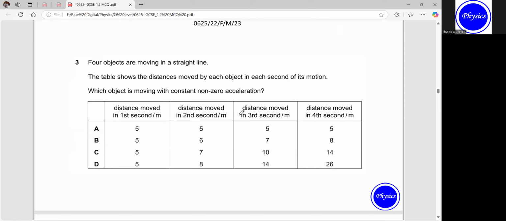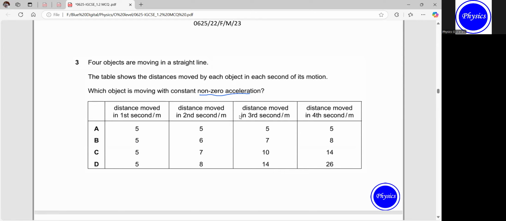4 objects are moving in a straight line. The table shows the distances moved by each object in each second of its motion. Which object is moving with constant non-zero acceleration? Constant, that means it should cover increasing distance. So the acceleration shouldn't be 0. That means it is positive. So it should cover more distances as it goes.